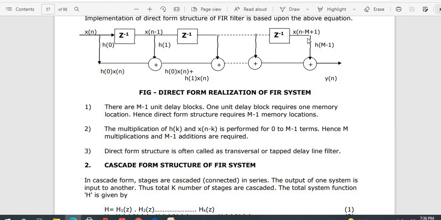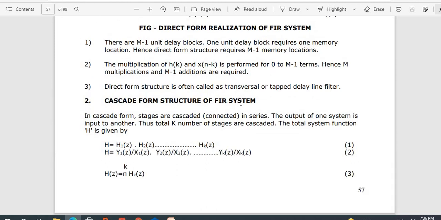So these are the steps we need to consider. The direct form structure is often called the transversal or tapped delay line filter. That's the reason it is called by that name also.